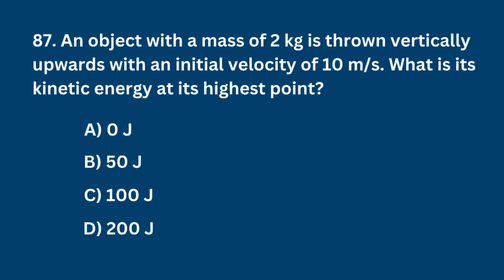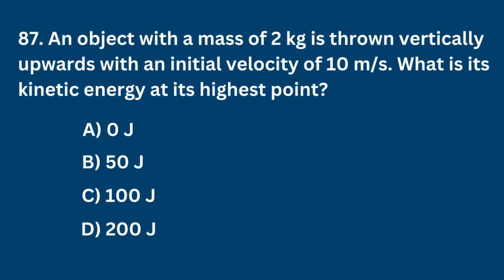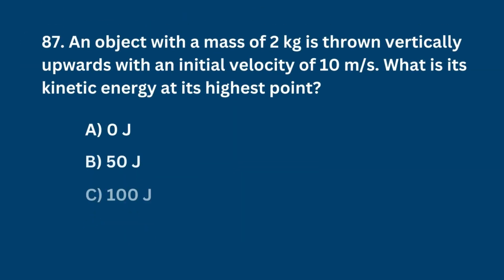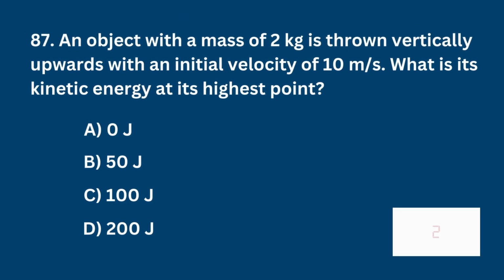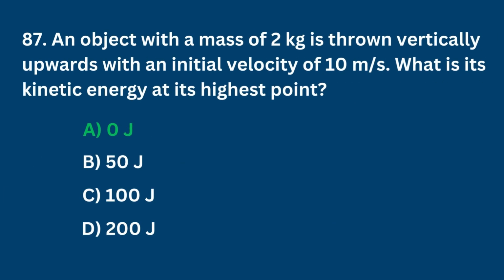An object with a mass of 2 kilograms is thrown vertically upwards with an initial velocity of 10 m/s. What is its kinetic energy at its highest point? The options are A. 0 J, B. 50 J, C. 100 J, D. 200 J. Correct answer is A. 0 J.